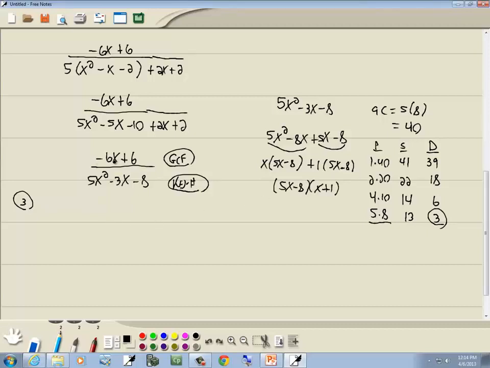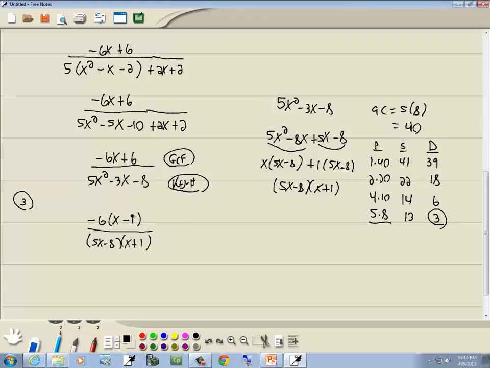Now the top part, it says GCF. They're both divisible by 6, and my first term is negative, so I'll factor out a negative 6. And that gives me x minus 1. The bottom part is 5x minus 8 times x plus 1.